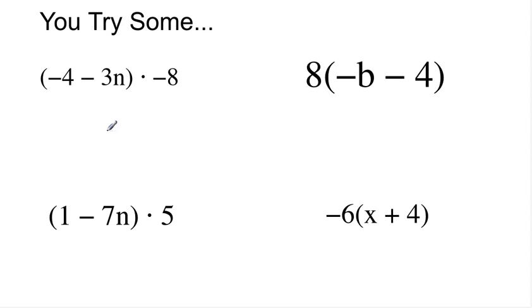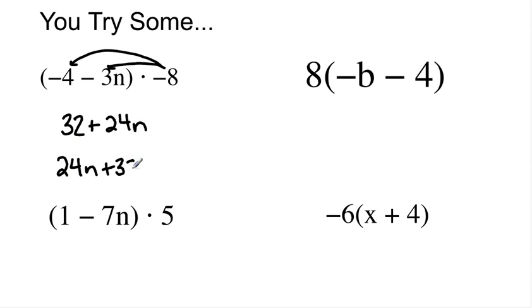All right, thank you for coming back. Let's see what kind of answers you were able to get. Negative times a negative is a positive 32 when I take it out to here. And when I multiply this one out here, I'm going to get a positive 24n. Again, this answer is just fine, or you may have flipped it around like this.